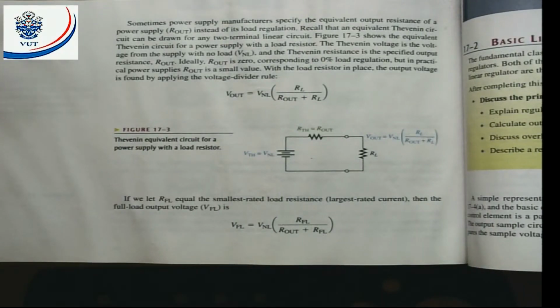Right. Here is a method of solving this. Sometimes power supply manufacturers specify the equivalent output resistance of a power supply, R out. That means this manufacturer will supply you with that. Now what we're going to do here, we're going to make use of Thevenin's theorem.